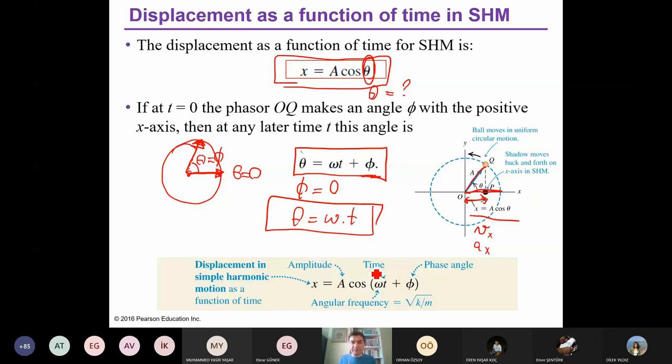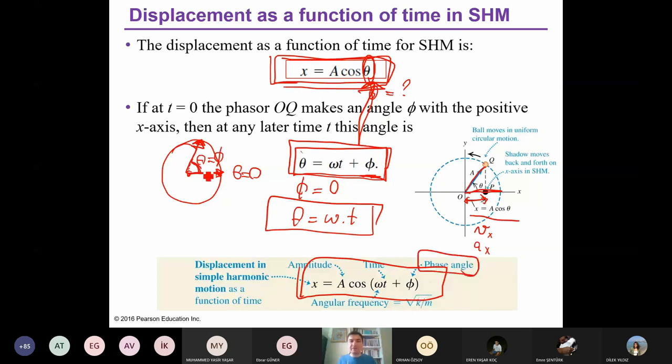So here we have x displacement for a simple harmonic motion, A cosine theta. Instead of theta, just use this expression. Then finally, you can get the displacement in simple harmonic motion: A times cosine of omega times time plus phi, the phase angle, okay? Phase angle means that at the beginning, you have some certain angle, and the system starts from this condition. Or phi can be zero here, and the system can start from zero, okay? So then this is the displacement.